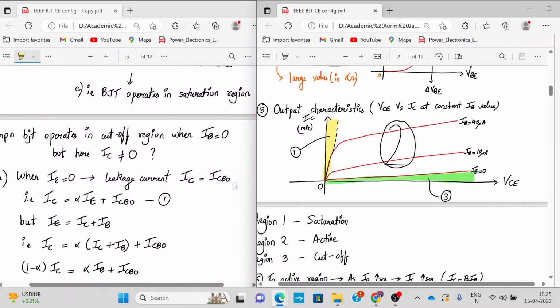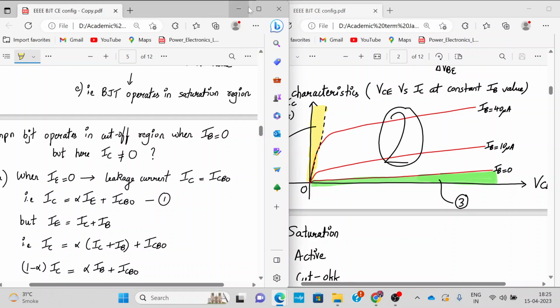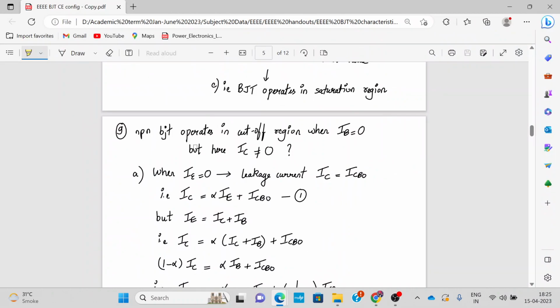Okay, now the cutoff region. As you can see, the cutoff region is the region of the curve where IB equal to zero, the curves below IB equal to zero. So you see there is slight current; IC is not equal to zero. So let us try to understand what this value is.